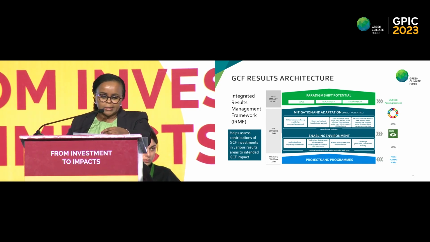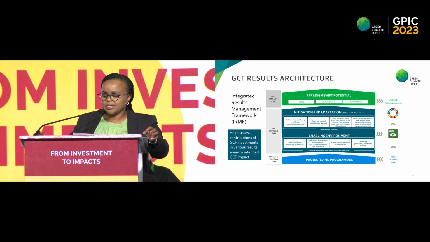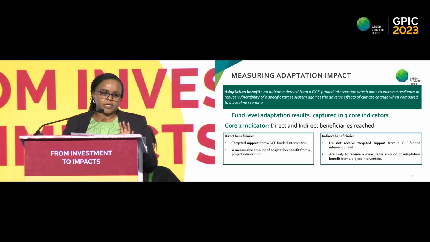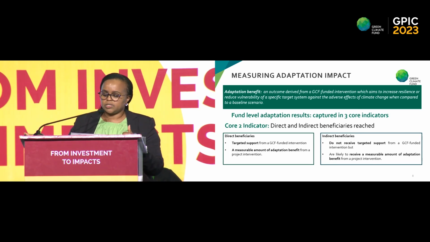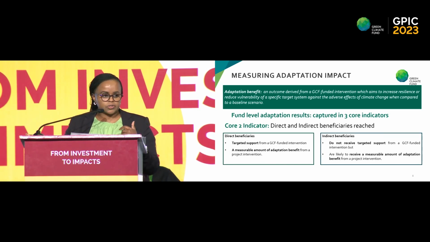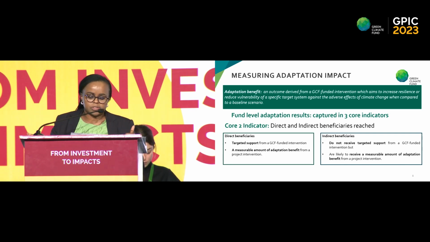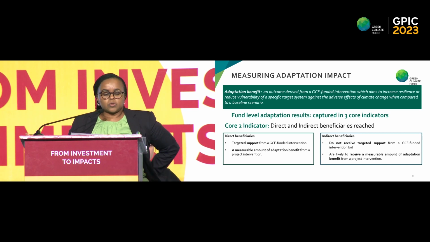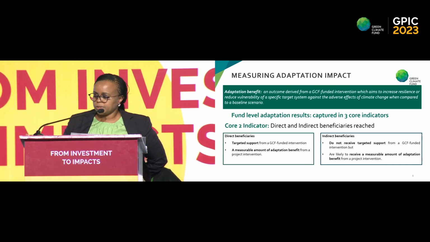Now, for private sector, that sounds very public sectorish. Let's try and see what public sector would look like in terms of results. So for adaptation, we have three core indicators that we use to assess the impact. And for us, we define an adaptation benefit as an outcome that is derived from a GCF intervention, which aims to increase either the resilience or reduce the vulnerability of our beneficiaries from the adverse effects of climate change. And this is compared to what would have happened, for example, without our support.